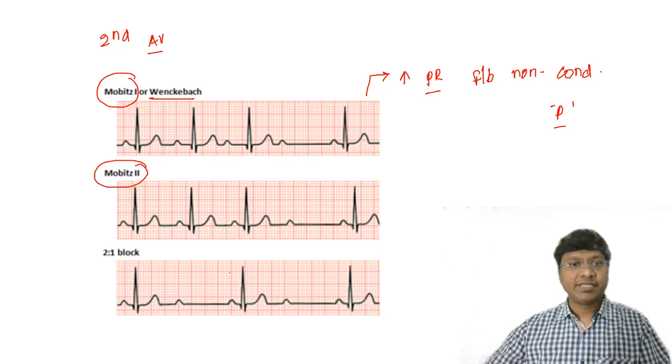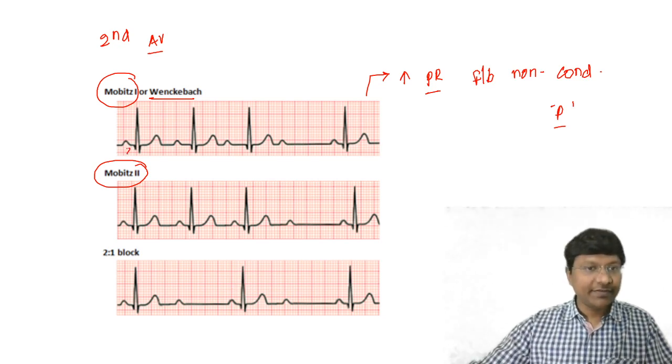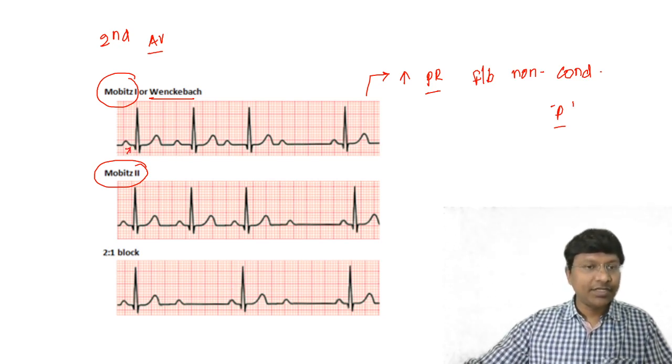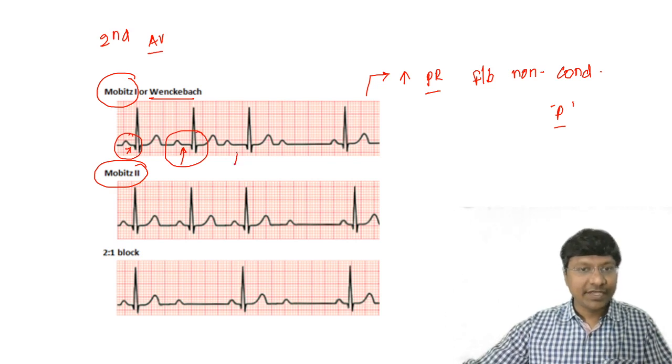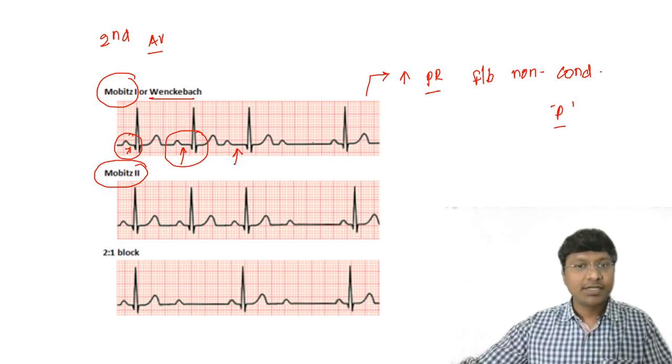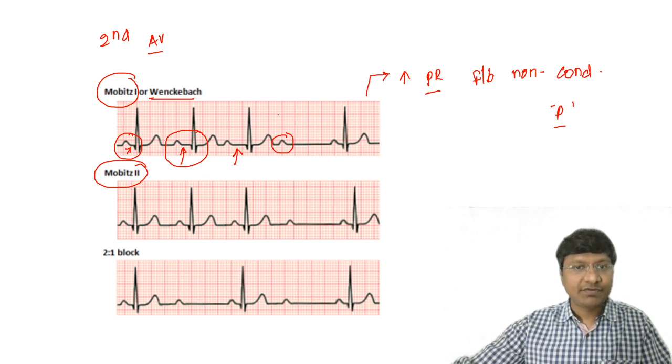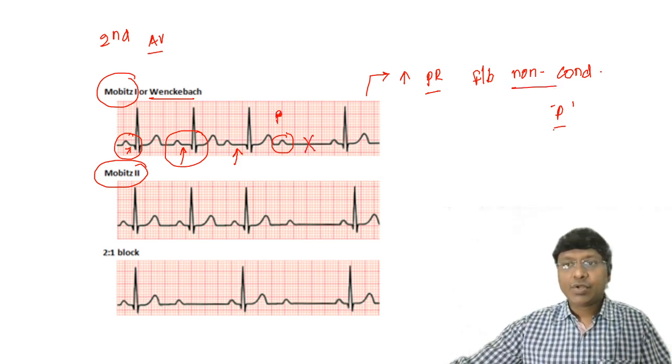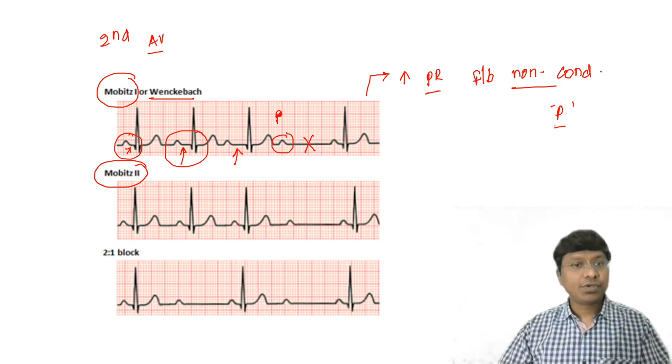Let me show you that in the ECG. Take the PR interval at this point. Compared to this complex, the PR interval in this complex is prolonged. And compared to this complex, the PR interval here is further prolonged. Followed by that, you see a P wave and you don't have the QRS complex. That is nothing but your non-conducted P wave. So in Mobitz type 1, there will be progressive prolongation of the PR interval followed by a non-conducted P wave. That is nothing but Wenckebach's phenomenon.